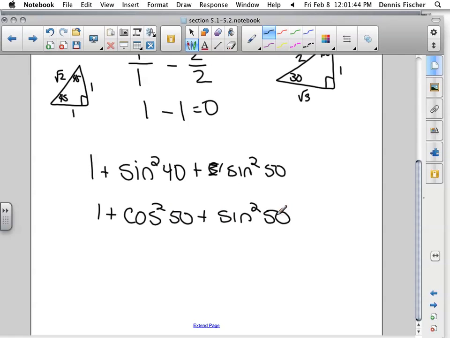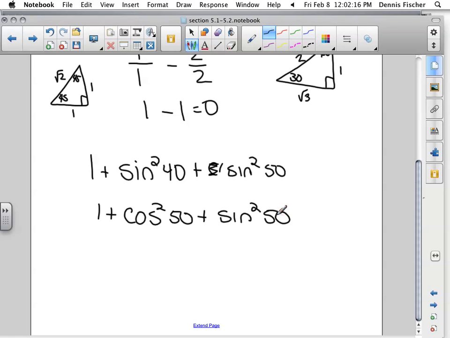That'd be cosine squared 40. Could, but hang on. We want to give them the same angle. Do we have them the same angle? Why do we want them the same? Okay, let's think back to yesterday. The angle went from sine of 40 to cosine. How did you know it was 50? We wanted to make both angles the same measure. But how did you know it was 50? Did you just change it to 50? Because 90 minus 40 is 50.